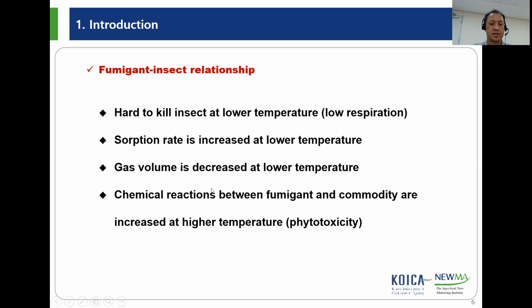Fumigants interact with the insect at low temperature. It is difficult to kill insects because of low respiration, the decreased suction rate of fumigant, and the decreased gas volume. That's why it's very hard to kill insects at low temperature. And at high temperature, the chemical reaction between fumigant and commodity increases. It could increase phytotoxicity of the commodity.